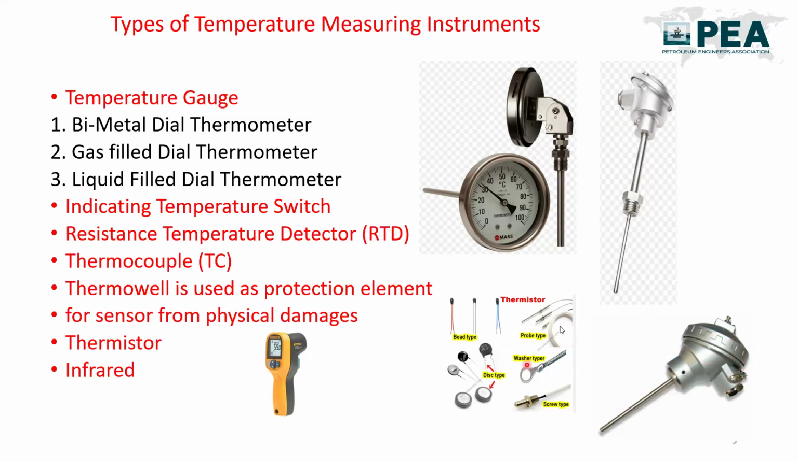Okay, RTD. Then after thermocouple, we will discuss thermocouple thermowell. Then thermistor. These are some different thermistors which we use to cut off any instrument. Like we have a fridge, we have AC, an air conditioner in our room. After achieving a certain temperature, the thermistor cuts off the power supply and the compressor will be stopped. So that is your thermistor.